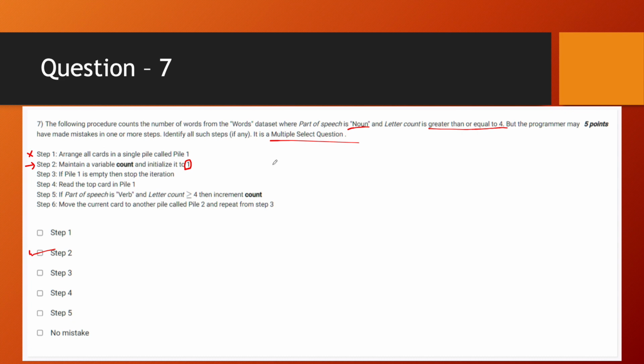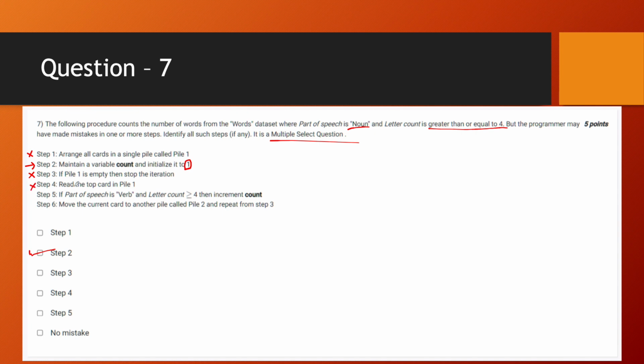Step 3 states, if pile 1 is empty, then stop the iteration. This is a standard step and there is no error here, because this is what we do in every other programming. Now step 4 states, read the top card in pile 1. Again, no error here. This is a standard step.